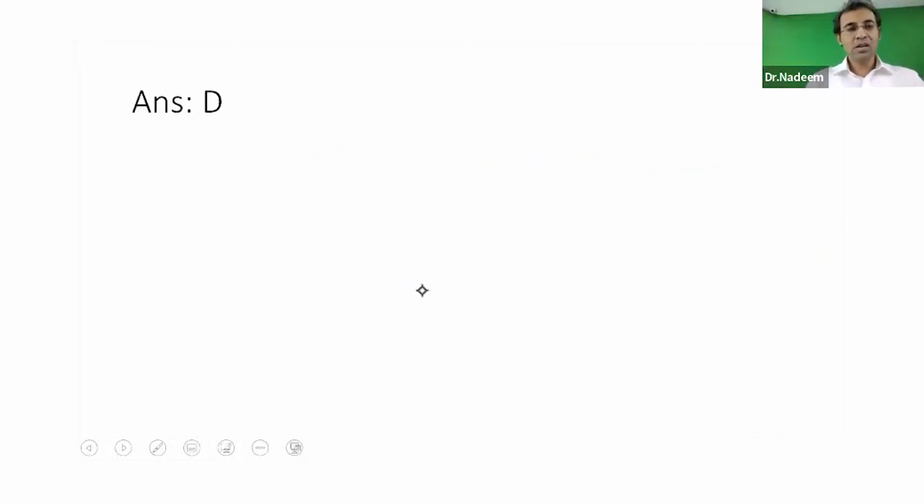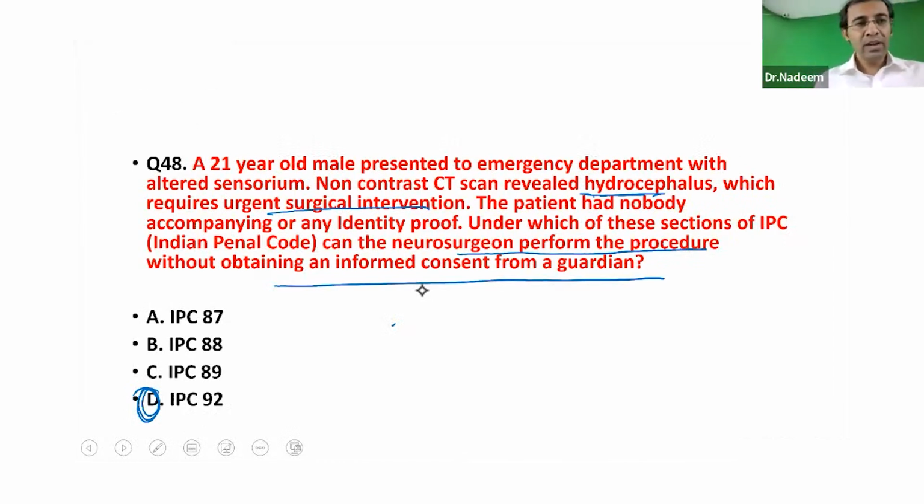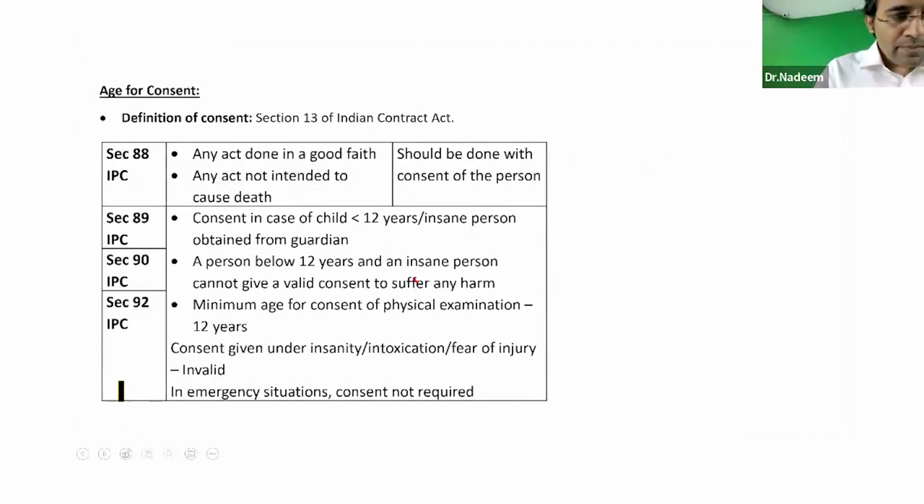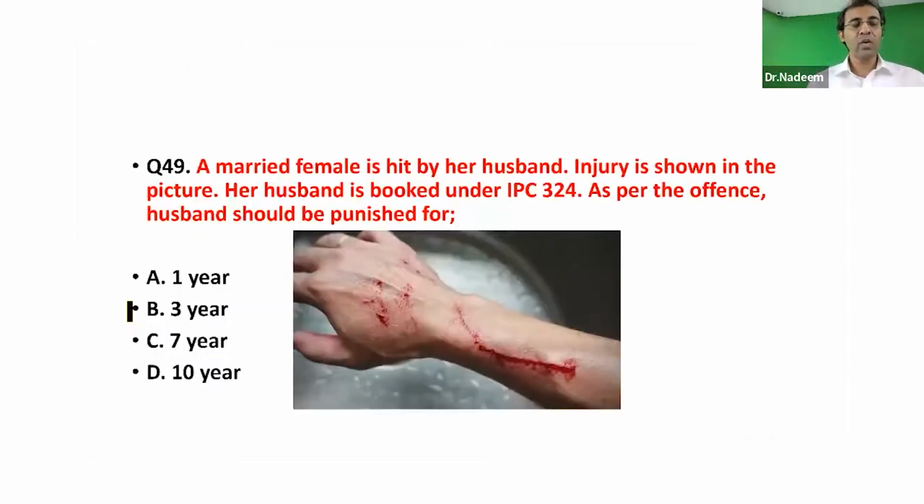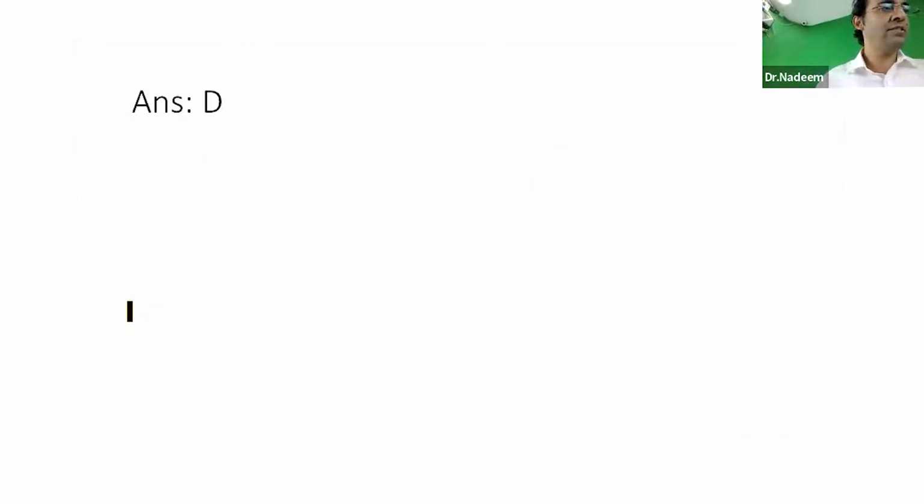Overall, section 88 is important and 92 is important. IPC 88: whenever you operate on a patient with good will and good intention, and after that you lose the patient, the surgeon is not responsible for the death. Section 92: an emergency situation, consent is not required. You can operate the case. Some important IPCs, please write separately.